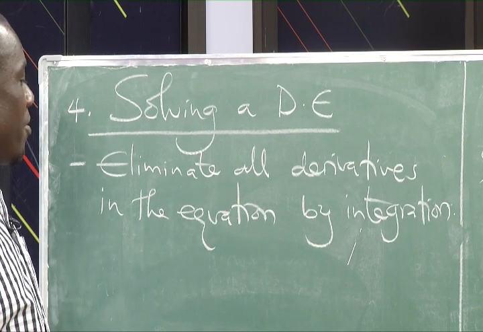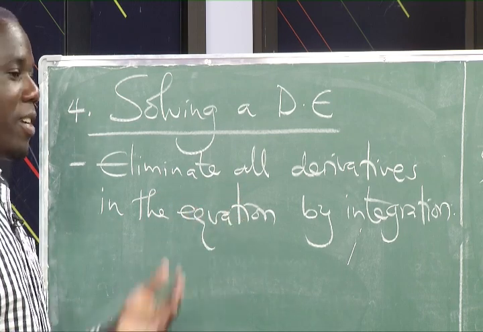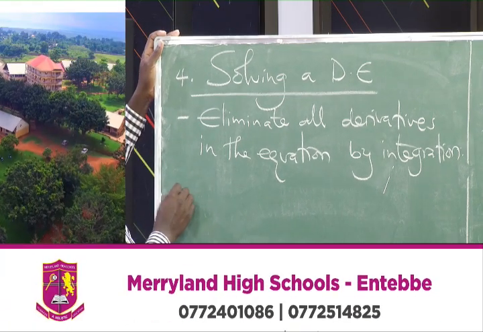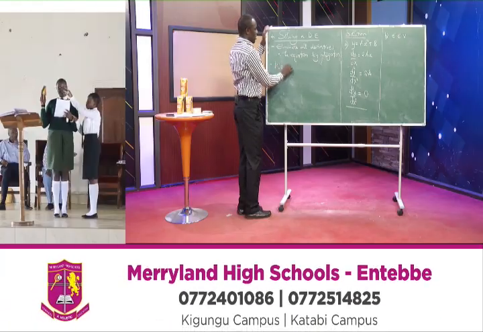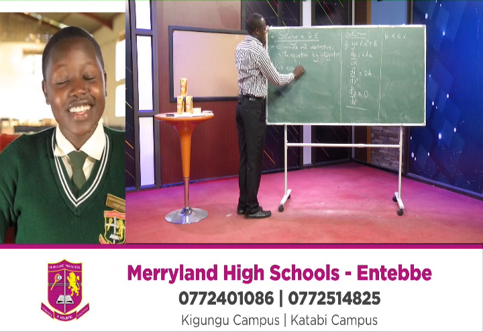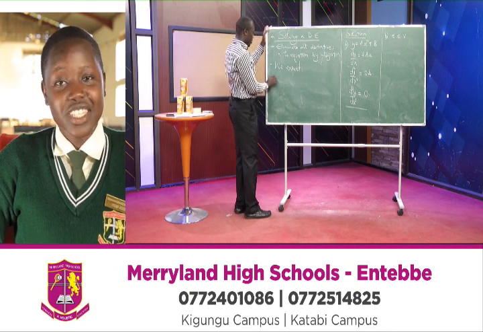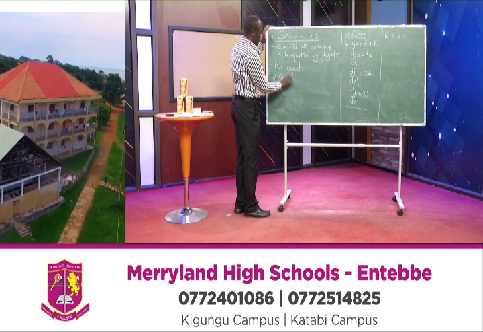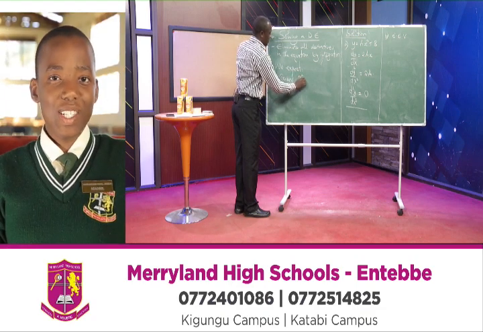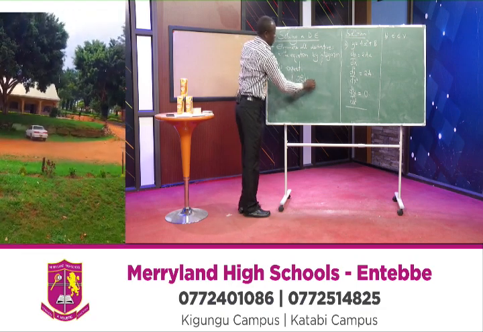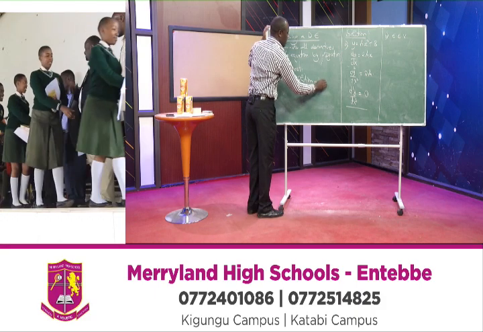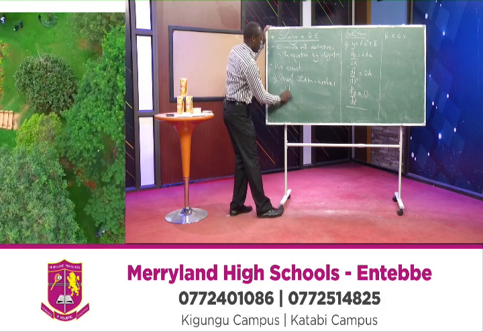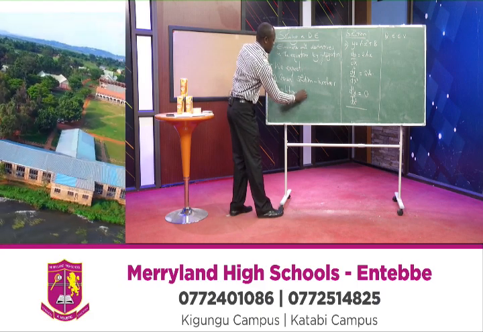Integrating is undoing the differentiation process which led to the differential coefficients. When you eliminate the derivatives, by integration, you're solving the DE, and we can expect 2 kinds of solutions. There is what we call a general solution, and this one involves arbitrary constants.